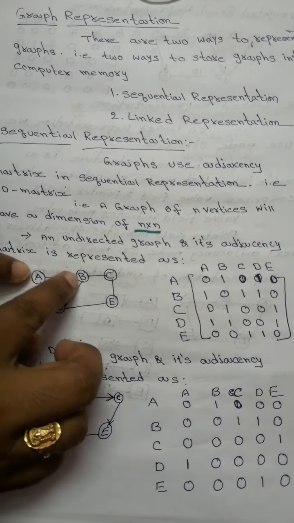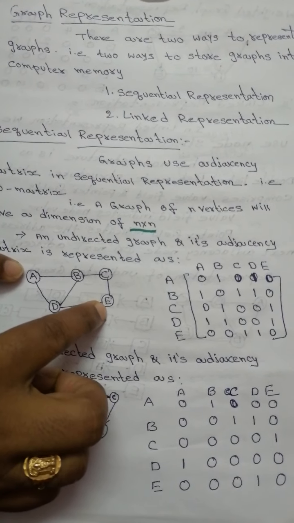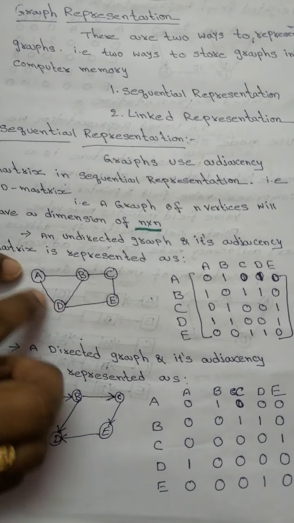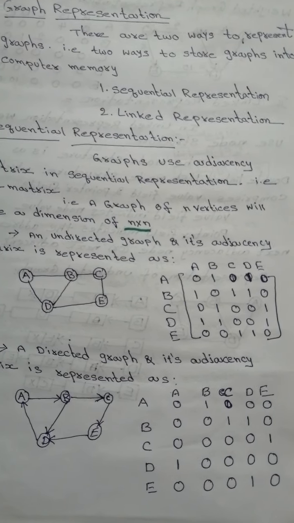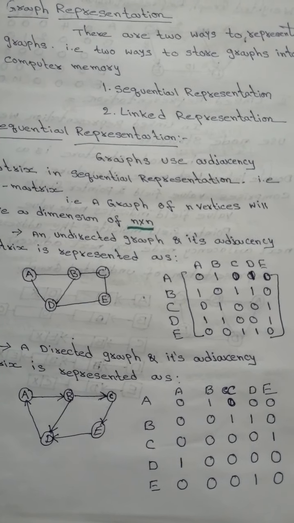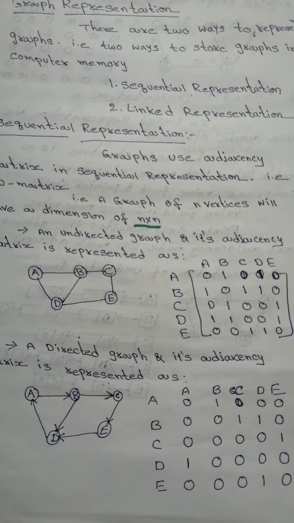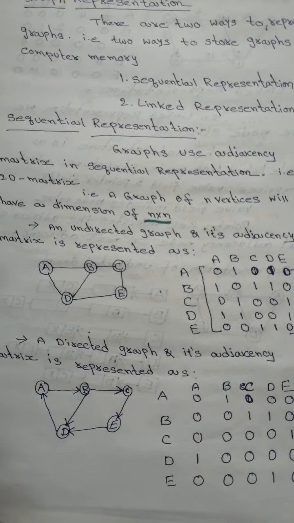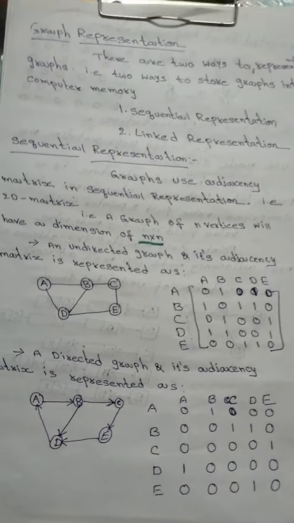Now see, A to B is 1, B to C is 2, and C to E is 3, so I have to traverse 3 nodes here. Whereas A to D, D to E, it is enough to traverse only 2 nodes. So in order to identify the easiest route, or the easiest path, these sequential representation or linked representation are used to store the graph structures in the computer's memory.